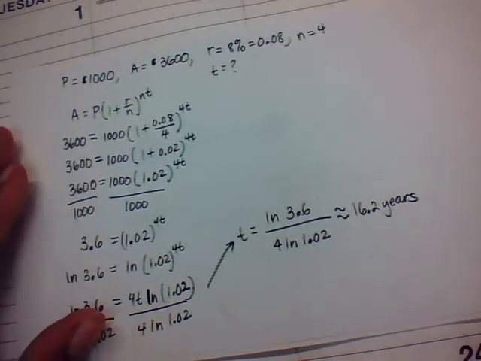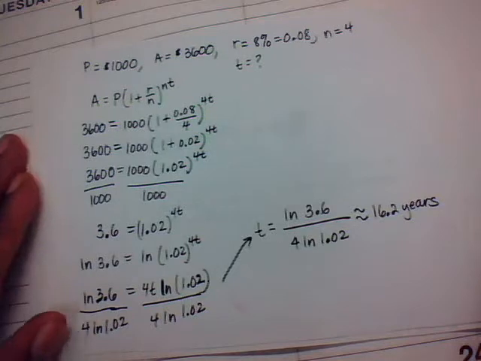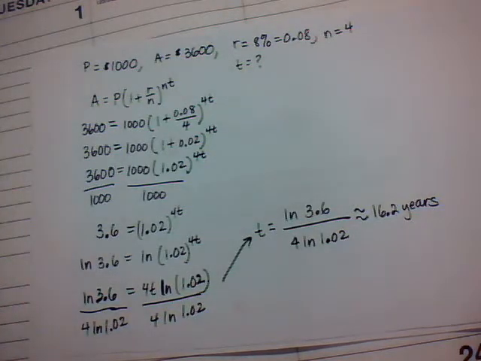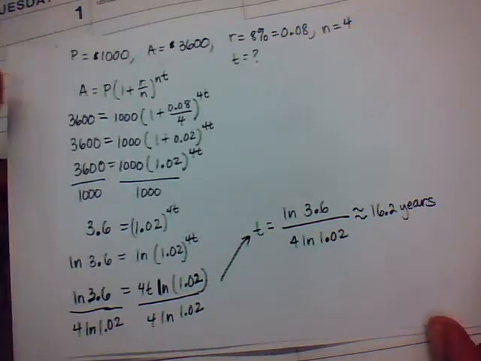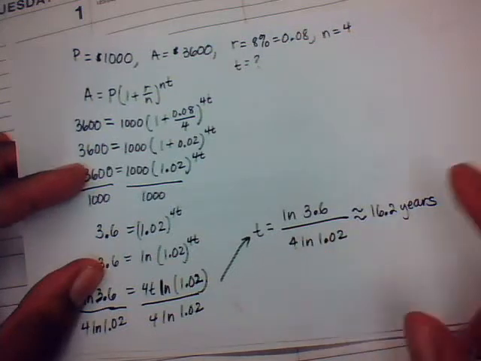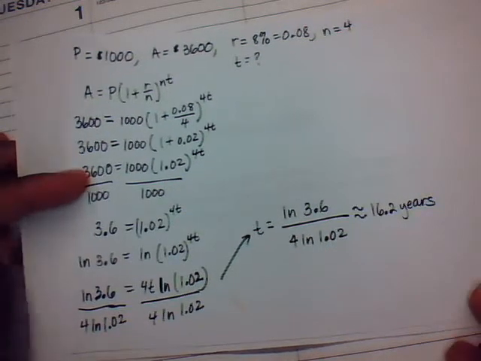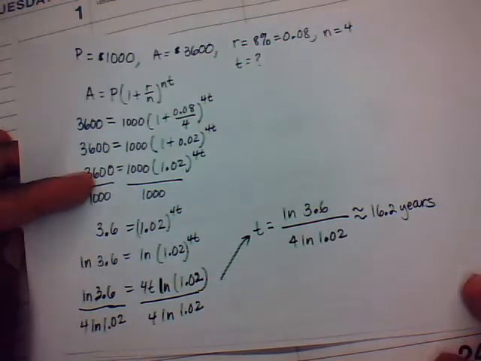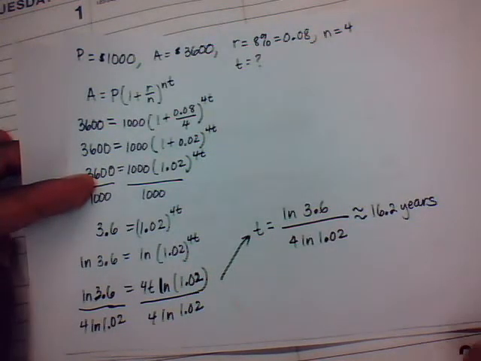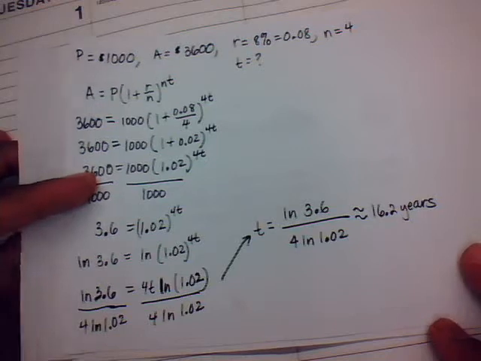So it's going to take 16.2 years for a $1,000 investment to reach $3,600 at 8% compounded quarterly. So that's how you would find out the time it's going to take for a single investment to reach a certain amount at a given interest rate, whether it's compounded quarterly or daily or monthly or semi-annually.